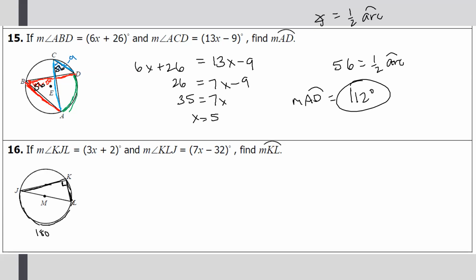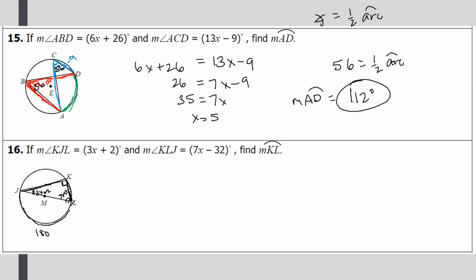Now the measure of angle KJL is 3x plus 2. So follow those letters in order. KJL, that's this guy right here. That's 3x plus 2. And angle KLJ, follow those letters in order. That becomes this angle over here. That's 7x minus 32. So now how could I solve for x?